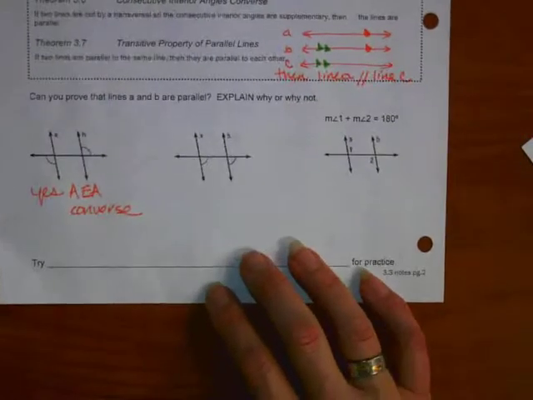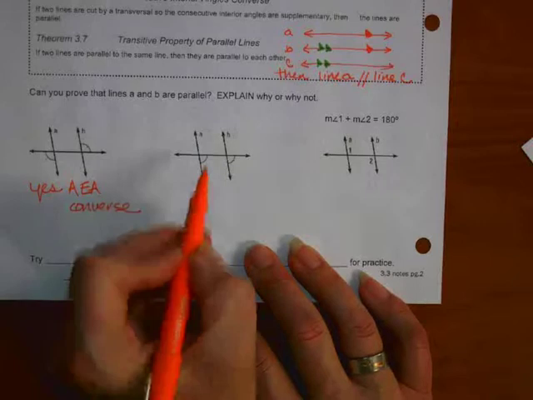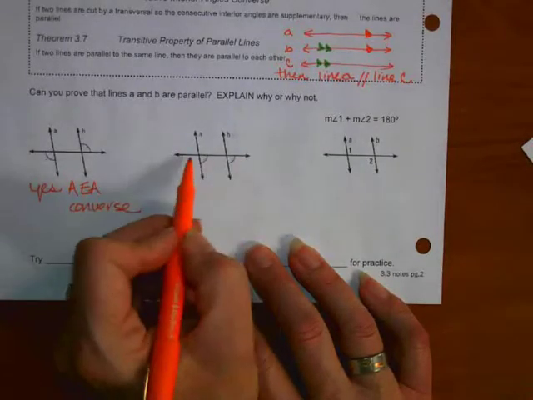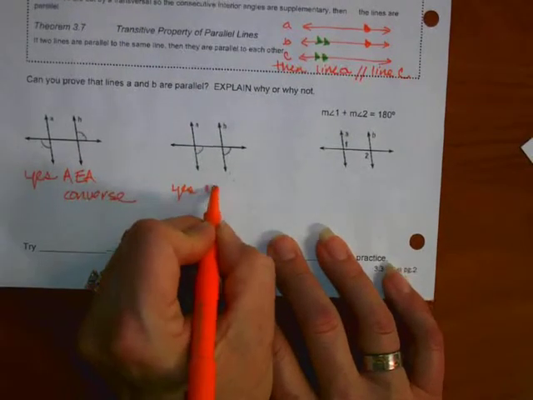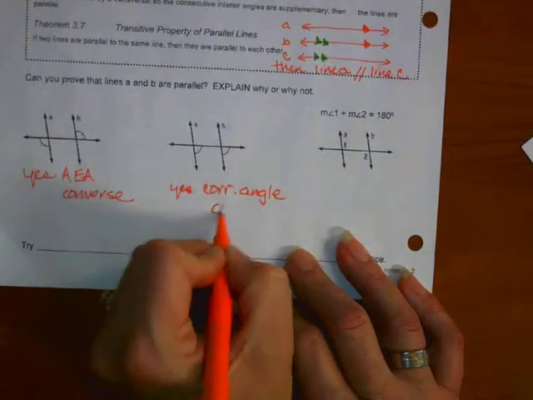Okay, here. How about that one? Why? Yeah, these are corresponding angles that are congruent, and this is the transversal, therefore these two lines have to be parallel. Yes, because of the corresponding angle converse.